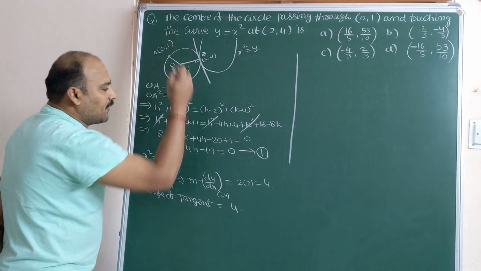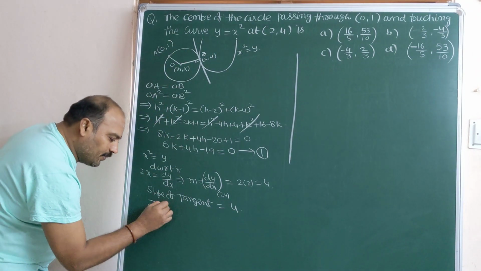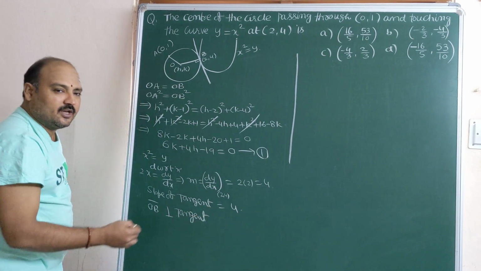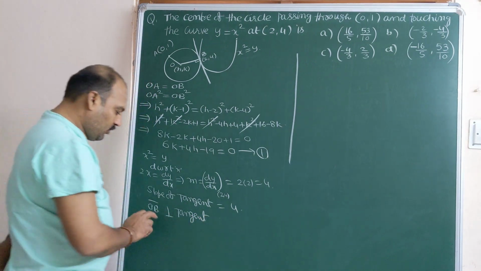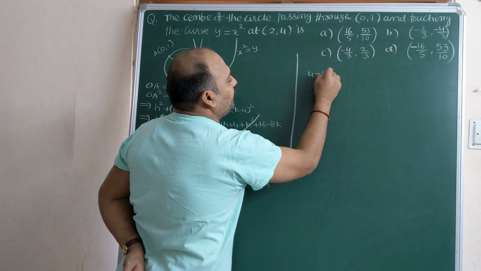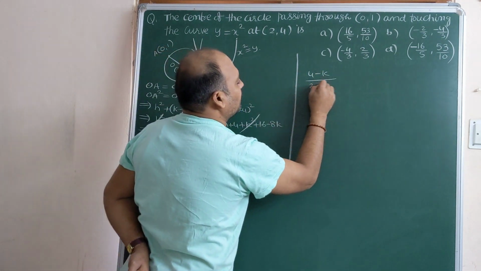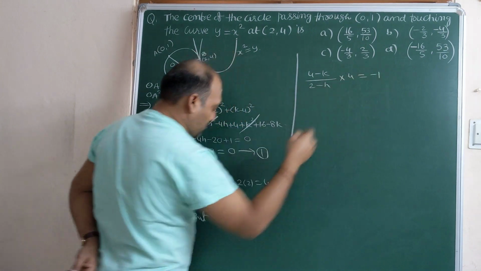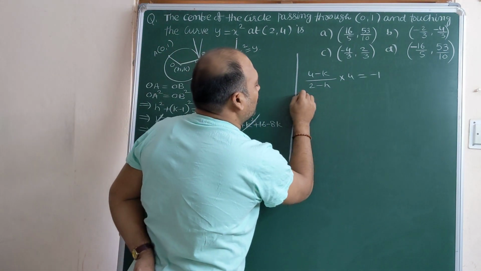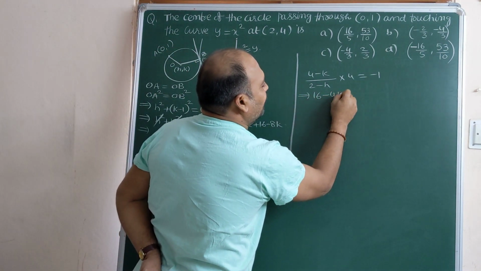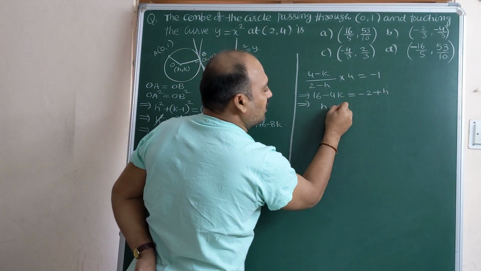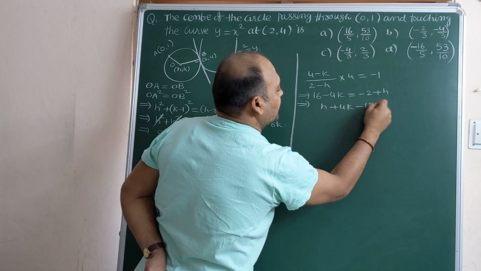OB is perpendicular to the tangent. Whenever a line is perpendicular to the tangent, the product of slopes is equal to minus 1. So OB slope is what? (4 minus k) by (2 minus h), into 4, is equal to minus 1. These two are perpendicular, that is the reason m1 m2 equals minus 1. So cross multiplication: 16 minus 4k is equal to minus 2h plus h. So taking these values to this side, h plus 4k minus 18 equal to 0.